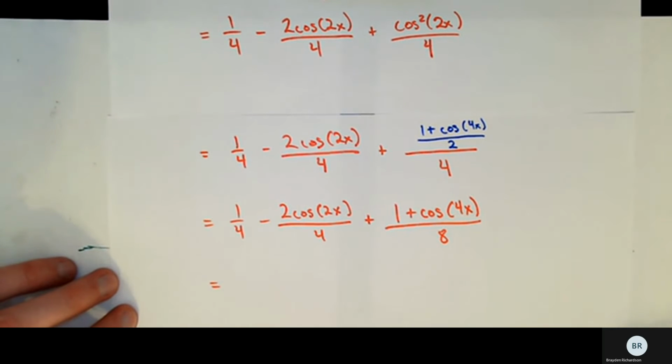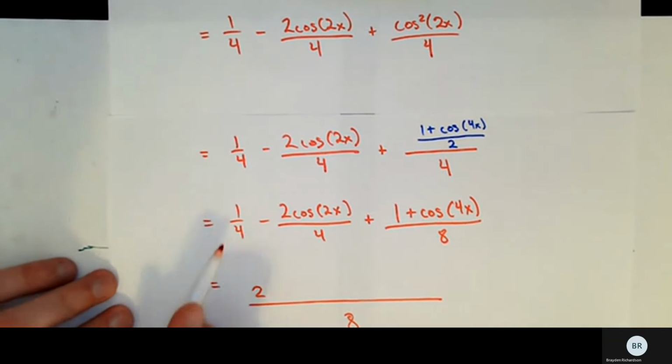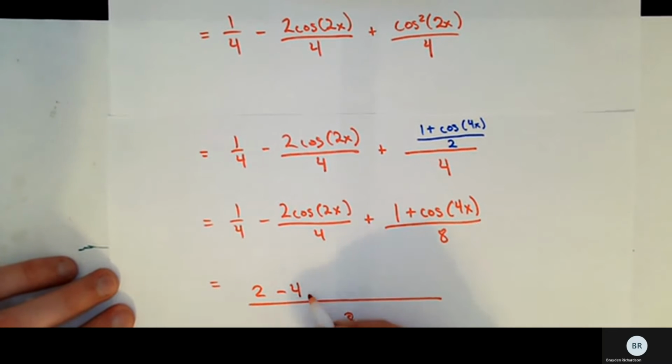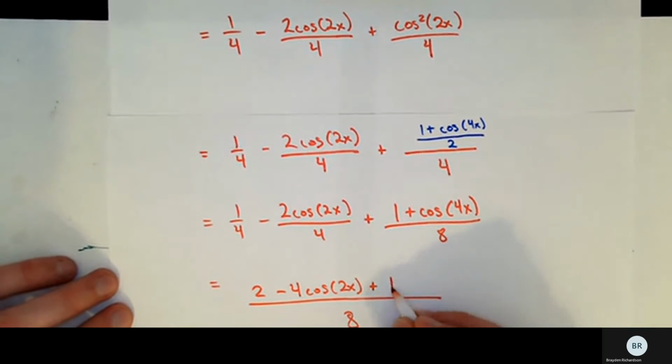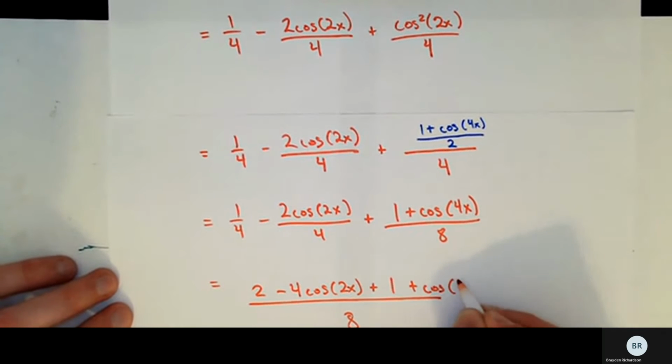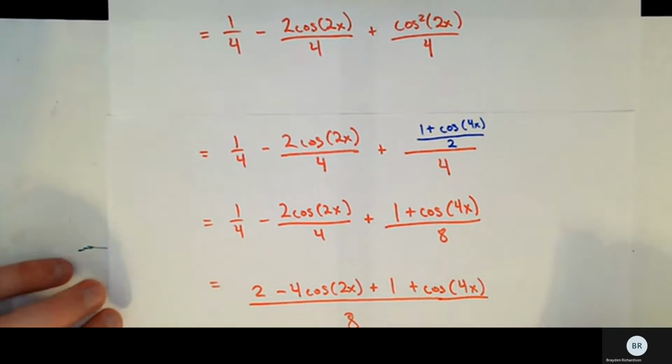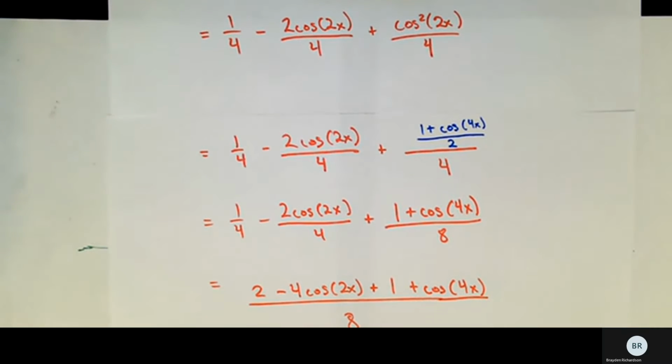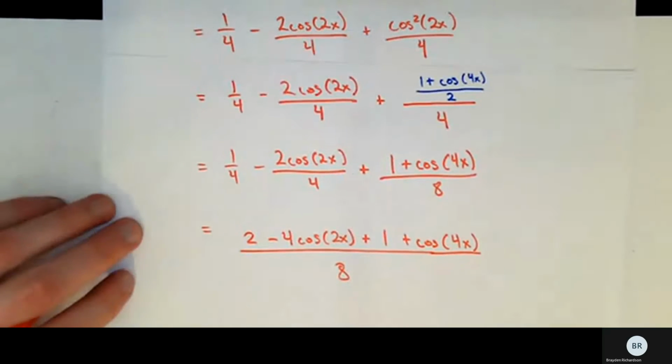At this point, we get common denominators. Common denominator must be 8, so this first one turns into 2. This will turn into 4 cosine of 2x. And then plus 1 plus cosine. So I don't need to change the last numerator because it already had the common denominator of 8.